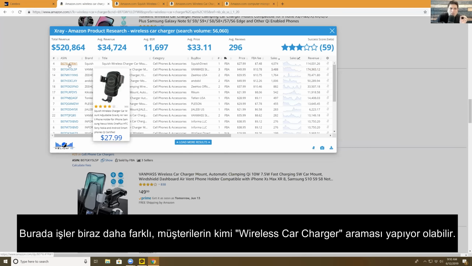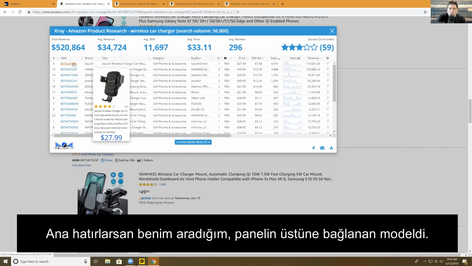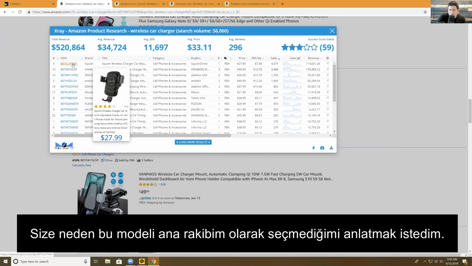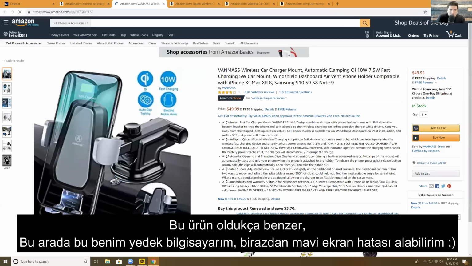No, this is a little bit different, because there could be customers searching for wireless car charger, but what they're thinking about is, I need something that goes into the vent. So they would be looking for this product. As you remember, the one I picked that I'm making is one that goes on the dash. So that is just a quick explanation of why I am not picking this one as a main competitor. But how about this one? This is the next one. This is on the dash, very similar.